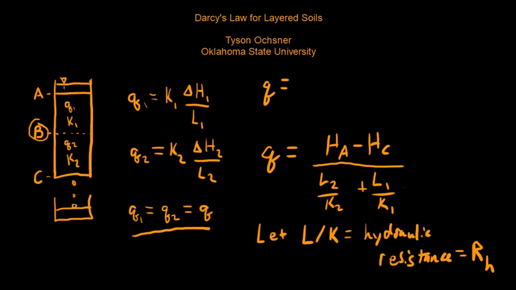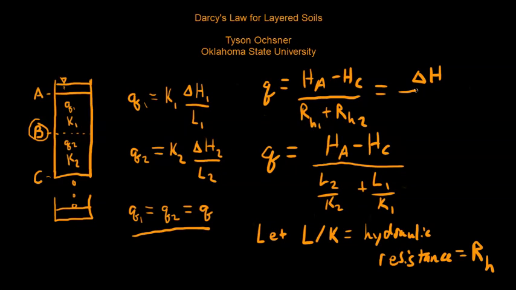And we'll get Q, the flux, is HA minus HC divided by the sum of the hydraulic resistance for layer 1 plus the hydraulic resistance for layer 2. Or more simple still, we can write it as Q equals delta H, the total change in hydraulic head across the column, divided by the sum of the hydraulic resistances.